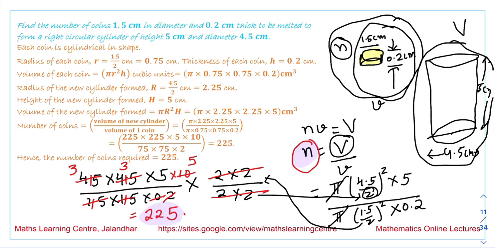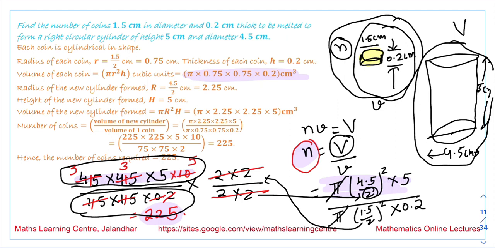We need not solve these volumes first, otherwise our calculation will become very lengthy. In place of solving them, we just keep these values like this, and we see what is being cancelled out, and we get the value.